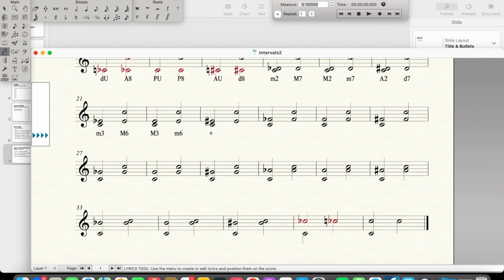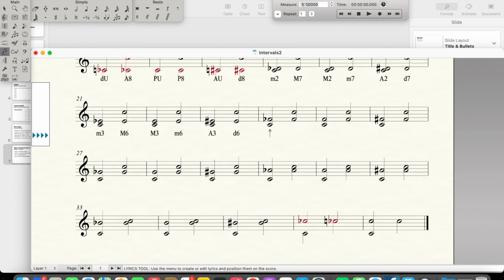Now this is horrendous looking. This is an augmented third becomes a diminished sixth. Okay, you don't see that very often, but it exists. And if you say it doesn't exist, well, I just made it exist.